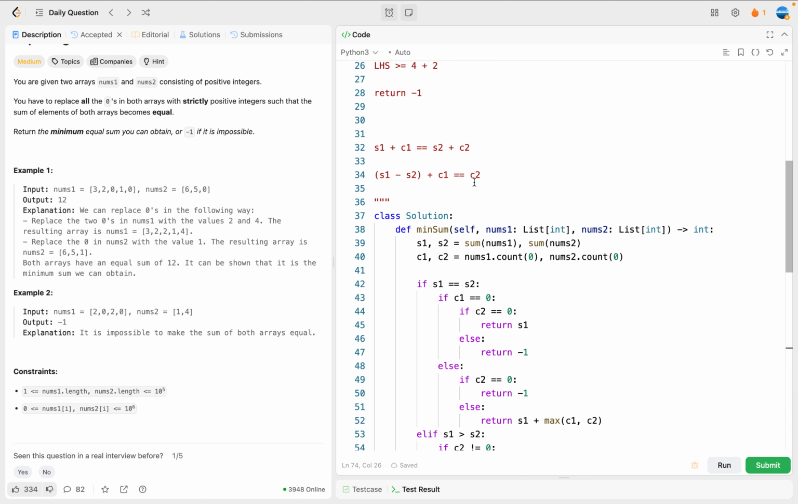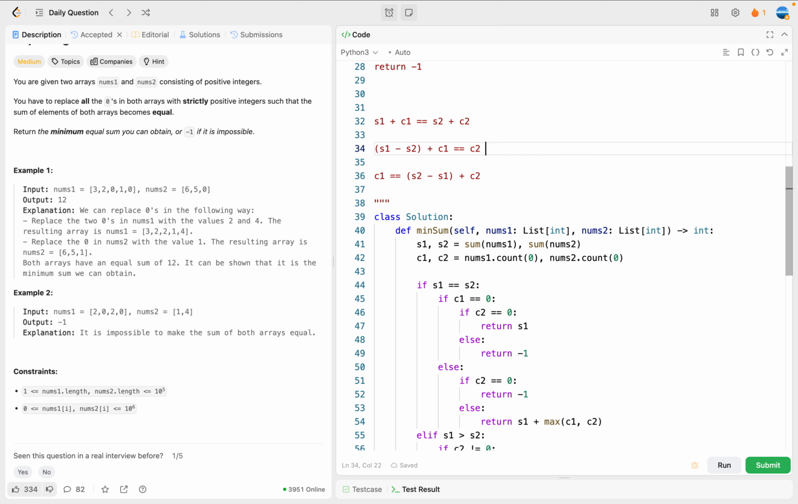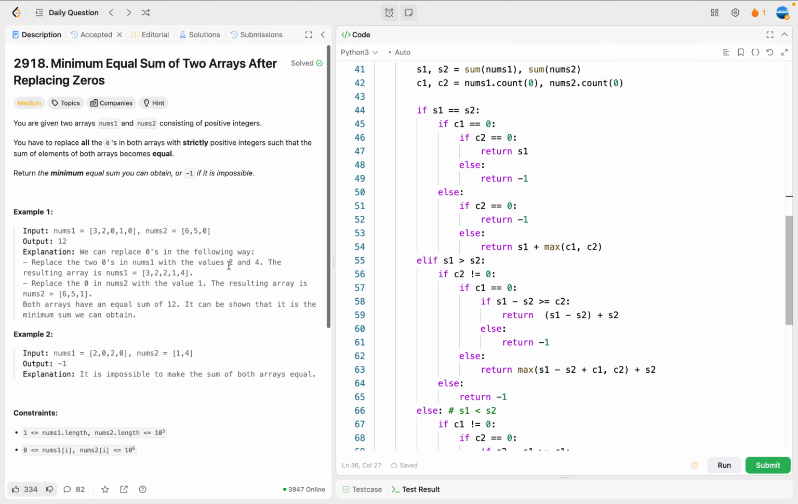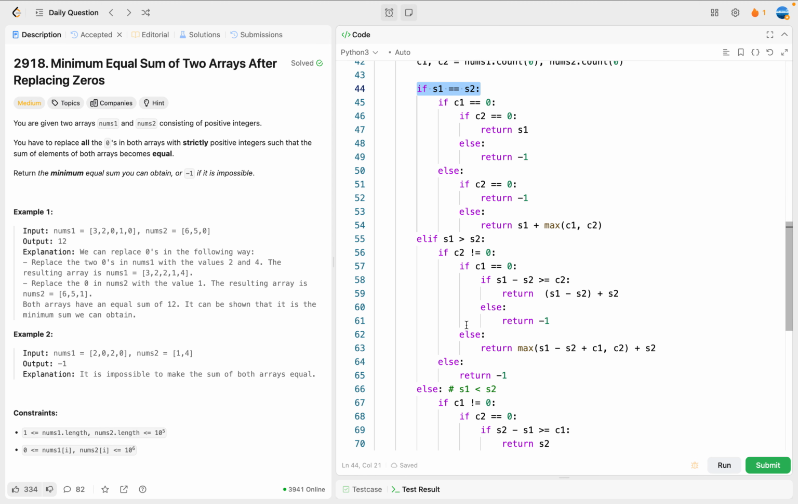The equation you are going to analyze is this: C1 equals S2 minus S1 plus C2. So this corresponds to the else if. This corresponds to the else block, right? So I guess with that said, that's the full code. I would say this is more mathematical reasoning, not coding, as long as you know how to write if, else if, else.